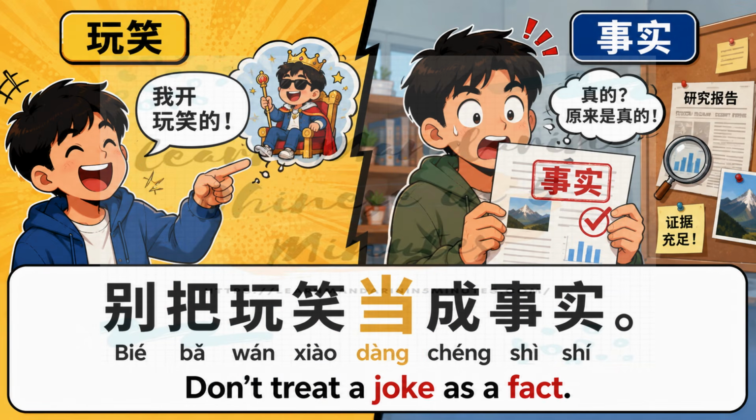Another example. 别把玩笑当成事实. Don't treat a joke as a fact. This is a very useful sentence because sometimes the problem is not the joke. The problem is that someone put it in the wrong category. They treated joke as fact.